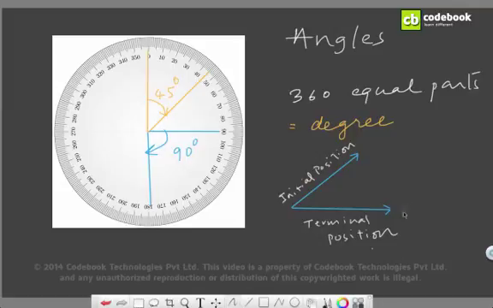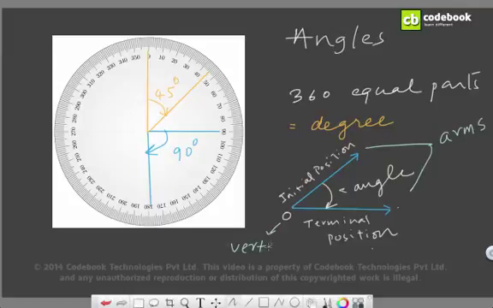So we have already used the word angle. Let's now define it. An angle is formed by rotating a ray from its initial position to a terminal position. If you start at the initial position as here and then you end up here, we call the change of the ray from its initial position to the terminal position on a fixed point O a rotation, and the measure of that rotation is called an angle. The rays that form the angle are called the arms, and this fixed point O is called the vertex.